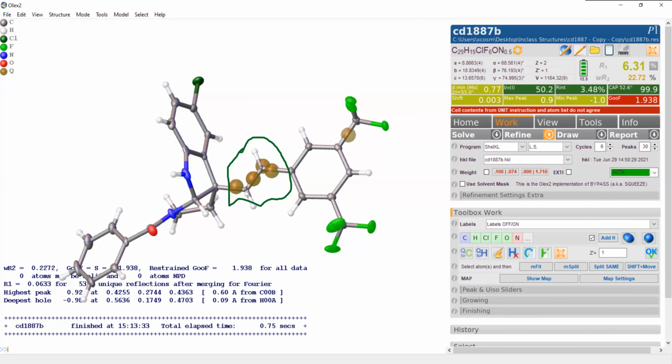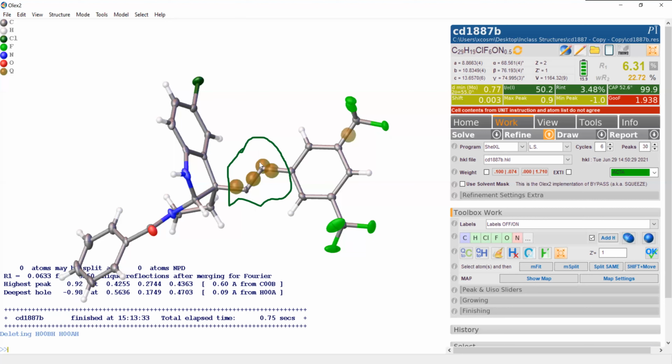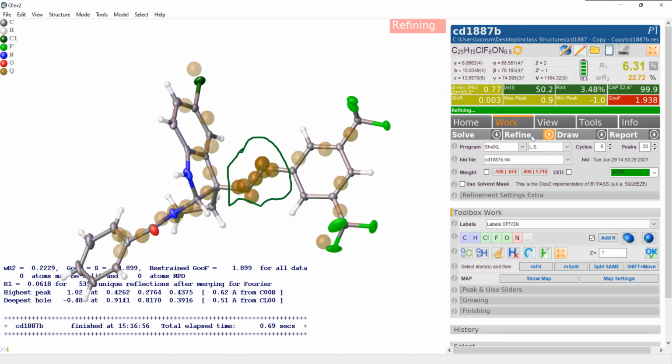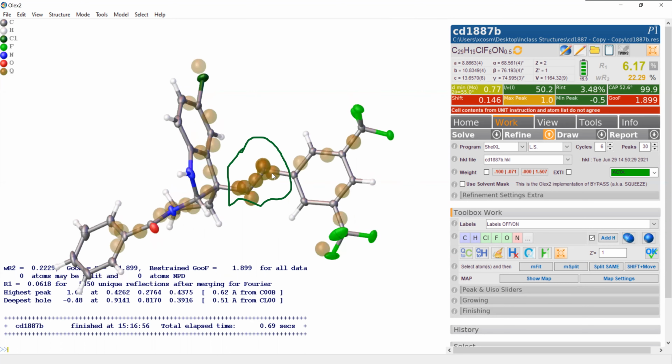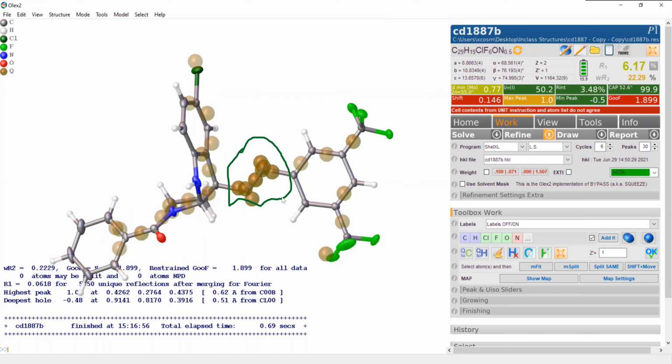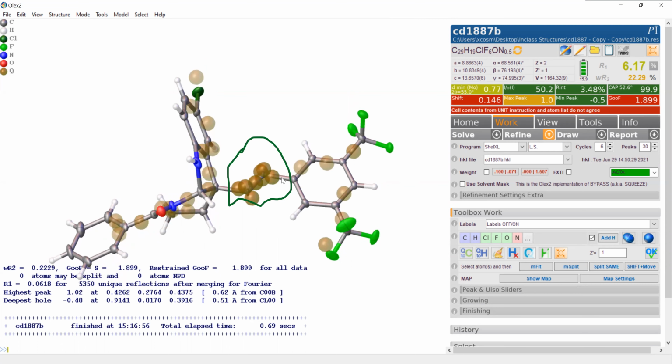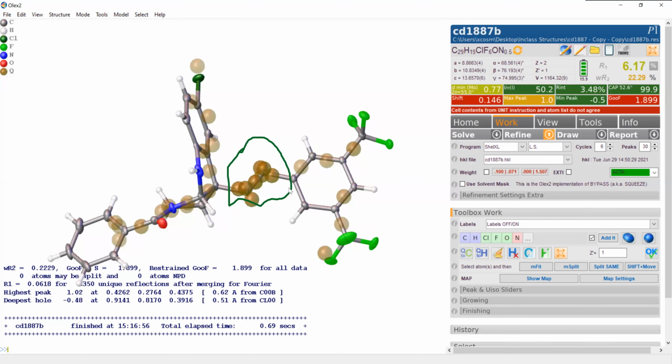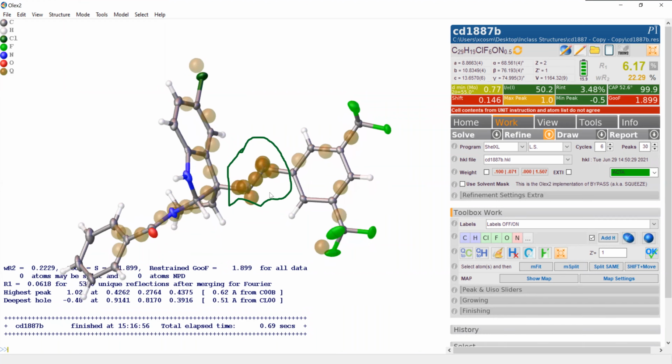So again, if we think these are carbon atoms, let's delete these 2 hydrogen atoms and see if we see electron density peaks that correlate to those hydrogen atoms. If we hit refine, and we look here, we see that there is no Q peak off of either of those carbon atoms. So this is a good indication that maybe these aren't carbon atoms. These might be something a little bit heavier.